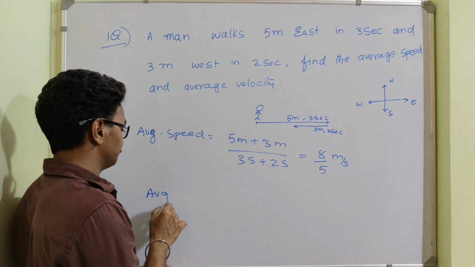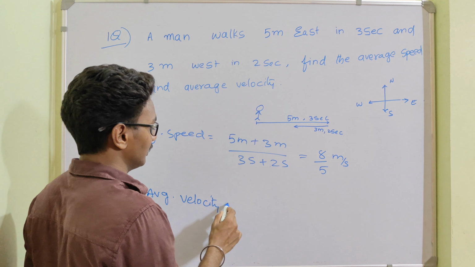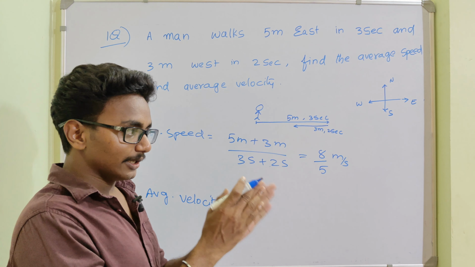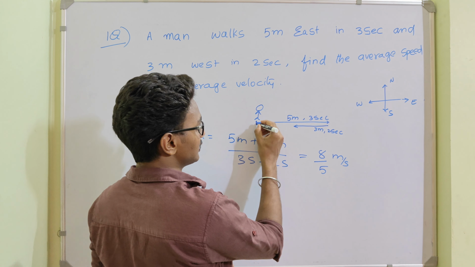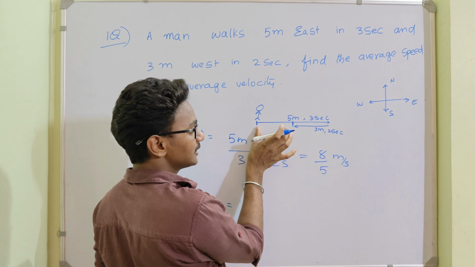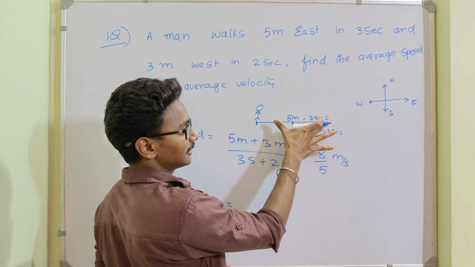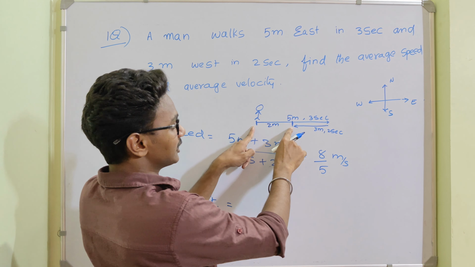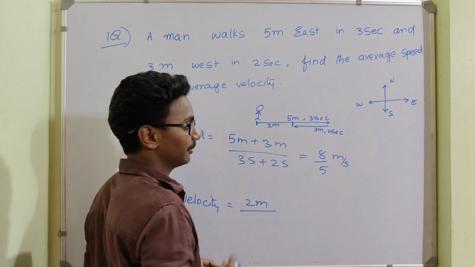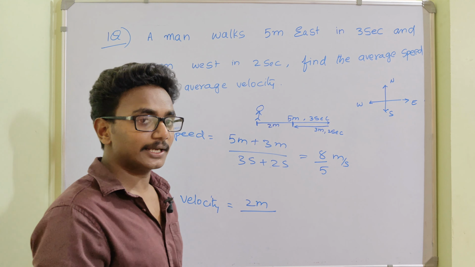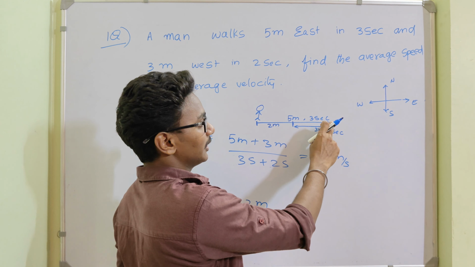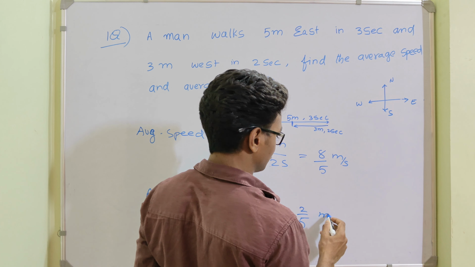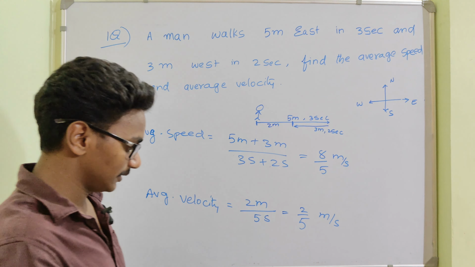Now come to average velocity. Average velocity is displacement by time, right? What is the displacement here? Displacement means initial position to the final position. This is the initial position, this is the final position. What is the distance from initial to final position? That is 5 meters minus 3 meters, that is 2 meters, divided by the total time period taken: here to here 3, here to here 2, total 5 seconds. That is 2 by 5 meters per second. Understand?